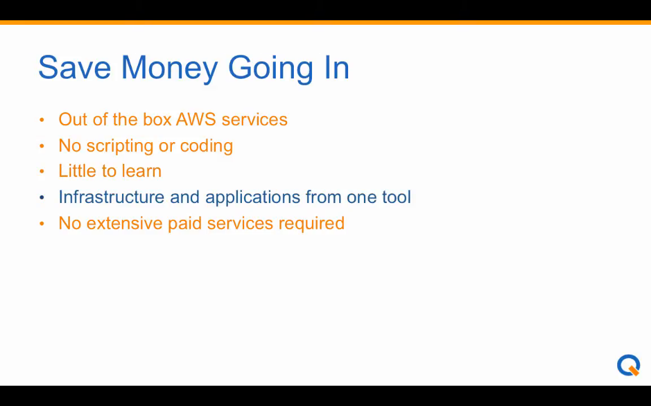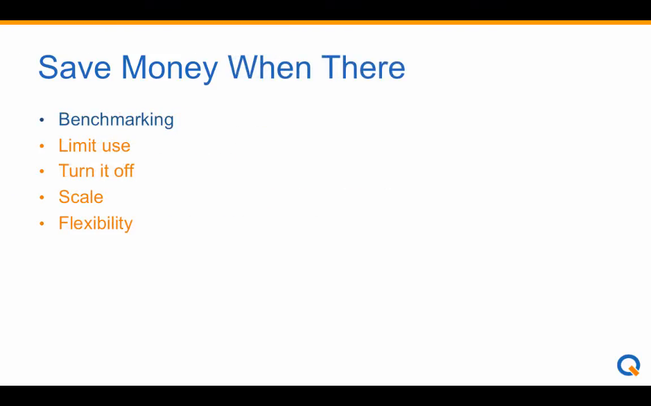And since CliQr is based on patented application-defined technology, you don't need separate tools for provisioning and managing infrastructure and then deploying and managing applications. As a result, it doesn't require an extensive professional services engagement. That means you save money moving your applications to AWS. You also save money once your applications are there and deployed to AWS.